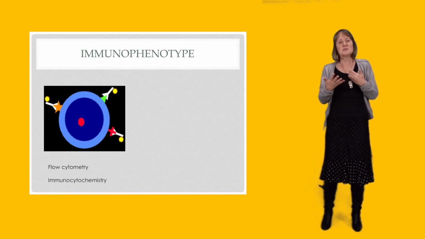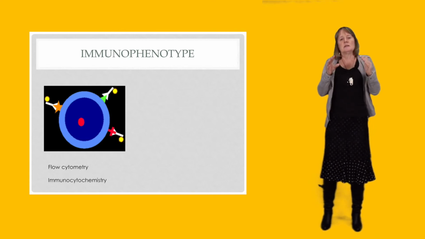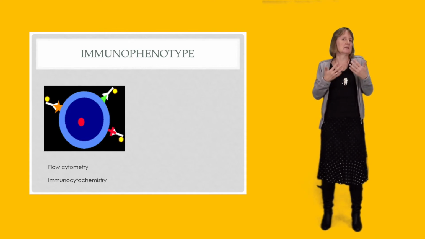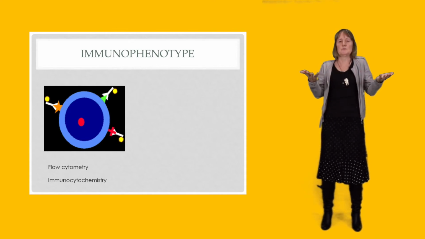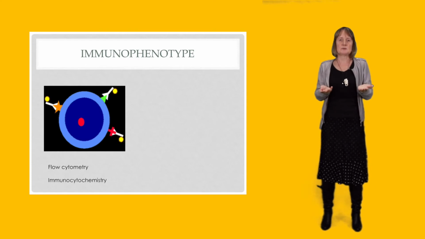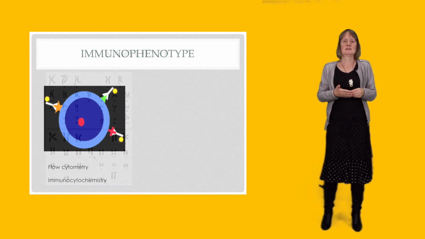But the purpose of this slide is to let you know that once you have done your clinical assessment, we've looked at the blood count, we've looked at the blood, bone marrow, lymph node, tissues, that one of the next things we do is determine what the antigen expression on the surface of the abnormal cells is.